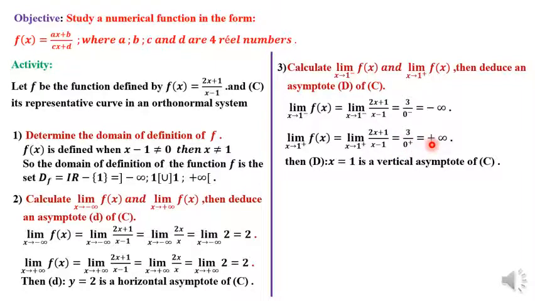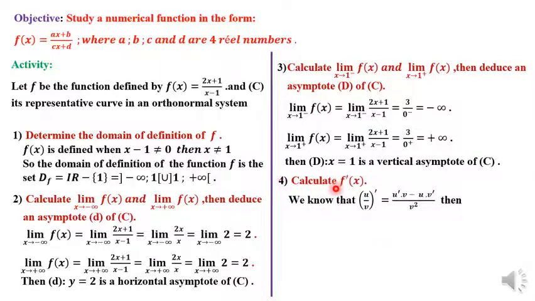3 over 0 plus equals plus infinity. بنحط الx بقيمتها هون، بيطلع عنا 3 على 0 plus، لأنه عندي x بتروح على 1 plus، يعني x أكبر من 1، فx minus 1 أكبر من 0، فعشان هيك 0 plus. ونحن بنعرف أنه when x tends to 1 ولما يطلع الجواب minus infinity، وكمان when x tends to 1 وطلع الجواب plus infinity or minus infinity, then the line D x equal 1 is a vertical asymptote of C.